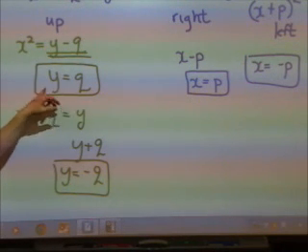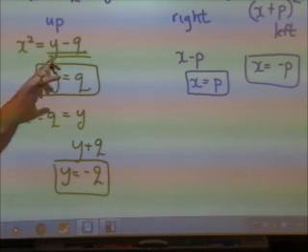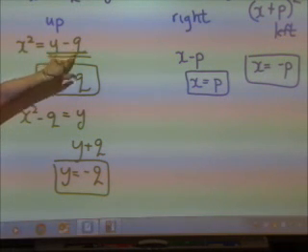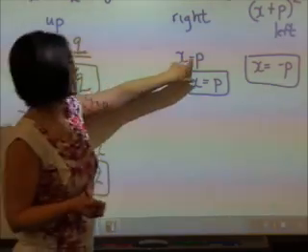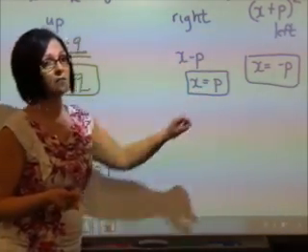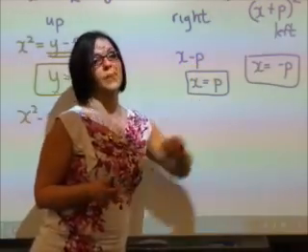But what I want you to see is it is the same process. When the q is on the other side of the equation, y minus q still goes up. x minus p goes to the right. y plus q goes down. x plus p goes left.